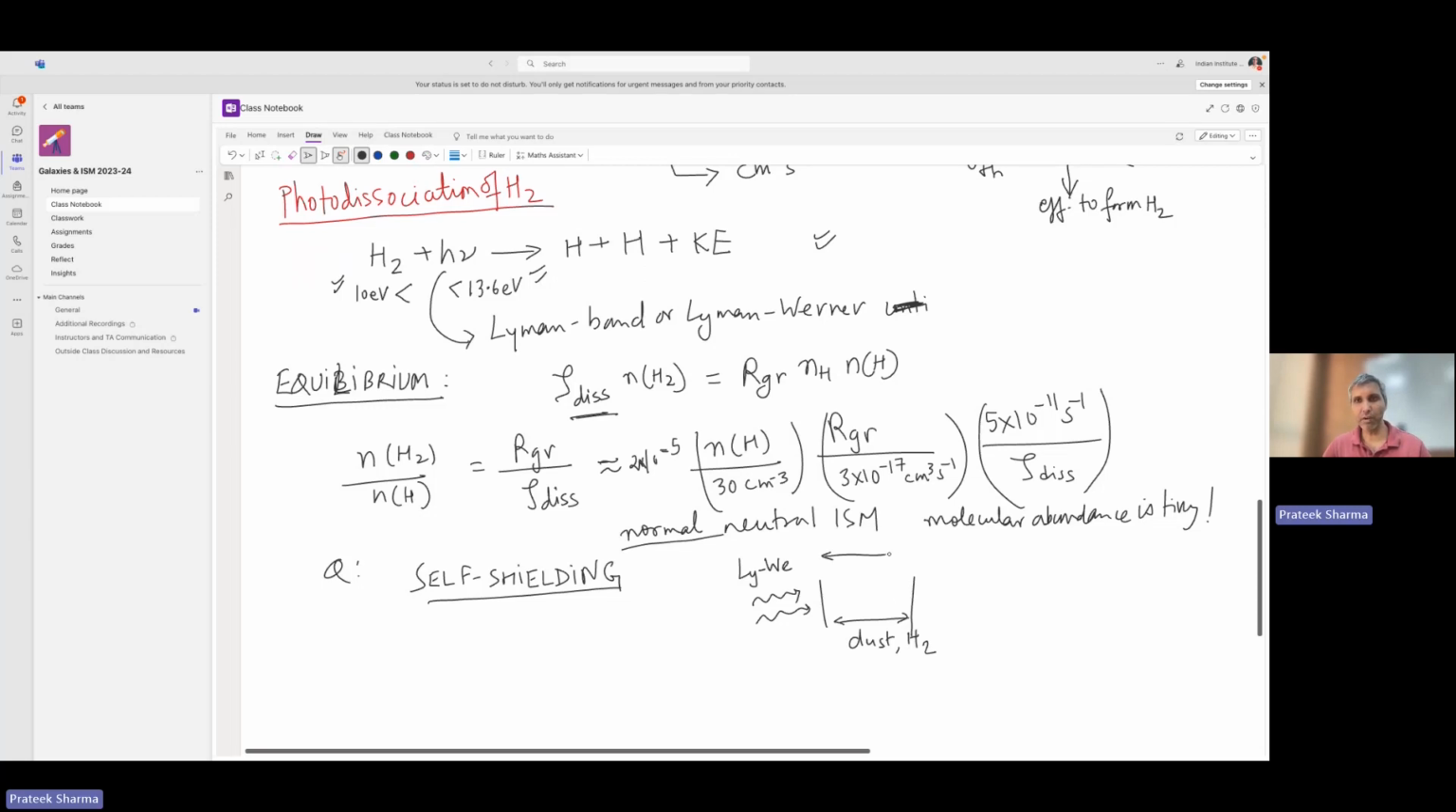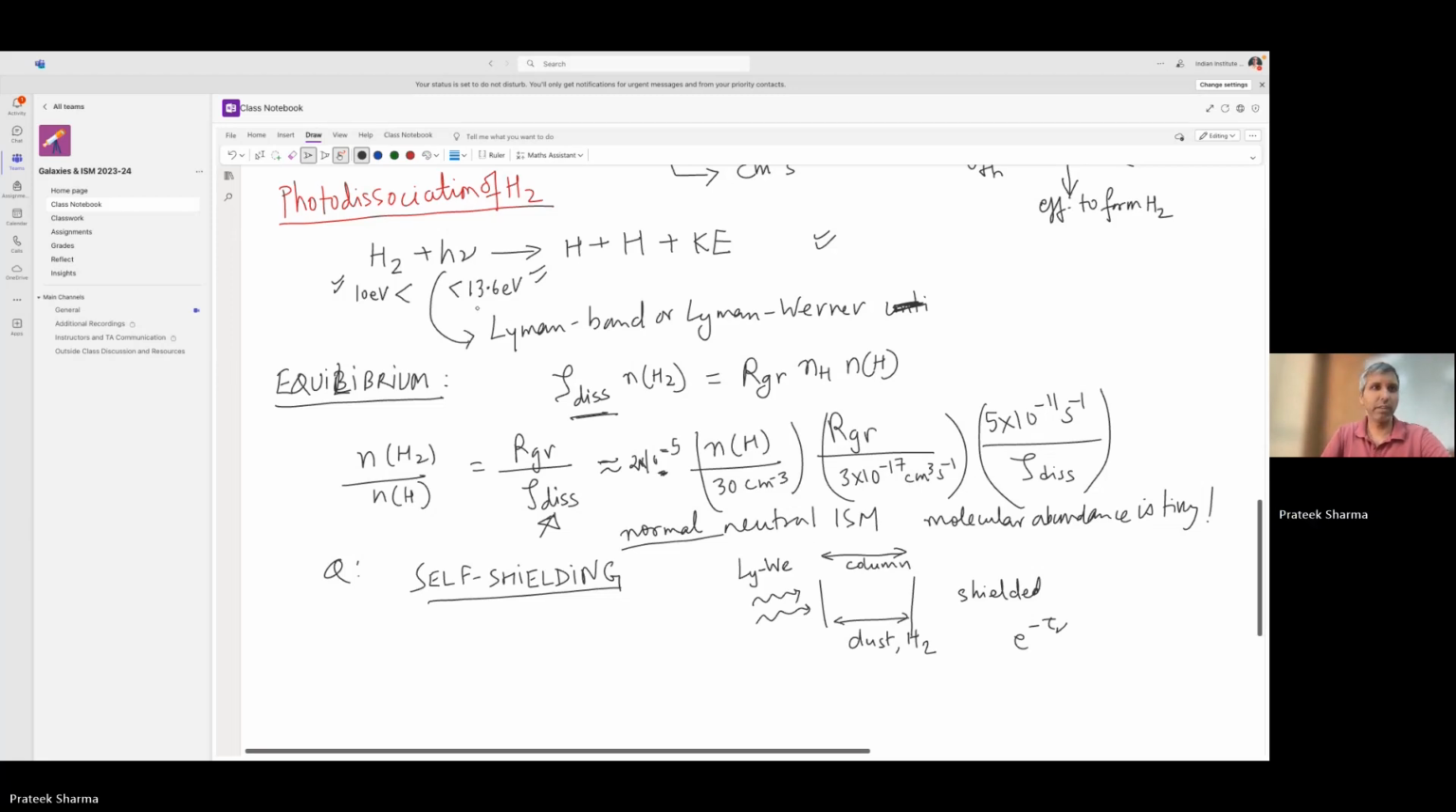Here, beyond a certain column, this gas here is shielded. Here, the optical depth of this column is large, so essentially nothing gets through. So e to the minus τ_ν is what gets transmitted. If you have high enough column here of molecular hydrogen and dust, then this region can get shielded. And effectively there, your ζ_dis becomes extremely small. If this becomes small, then your fraction can get increased, right? So that sort of is the idea of self-shielding.